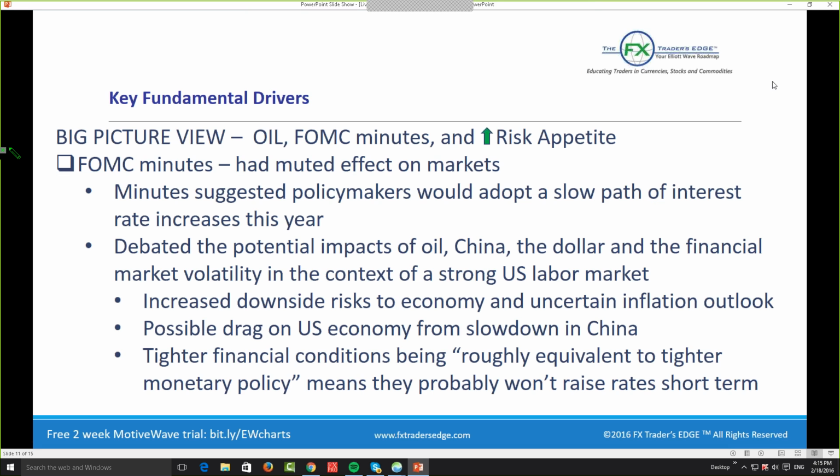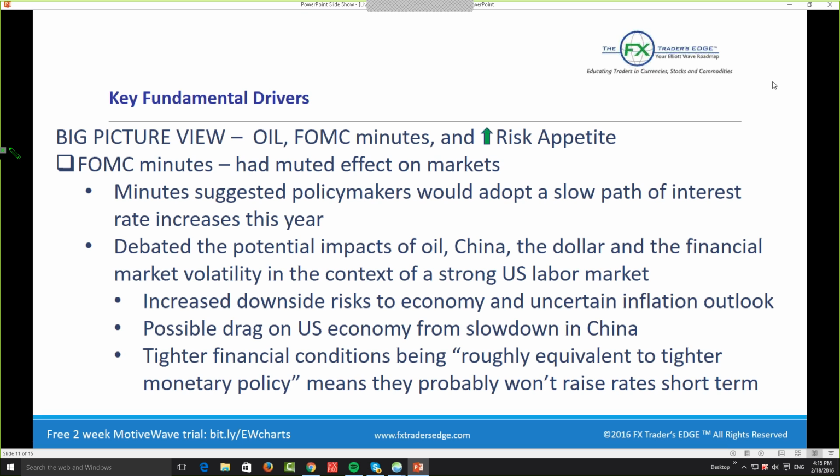So now let's talk about the FOMC minutes from yesterday. Well, there was a whole lot of activity going on leading up to the FOMC minutes, so it was almost a non-event. It had a very muted effect on the markets. The minutes suggested that policymakers would adopt a slow path of interest rate increases this year. Okay, so more dovish. And they debated the potential impacts of oil, China, the dollar, and the financial market volatility in the context of a strong U.S. labor market. So mixed things going on here.